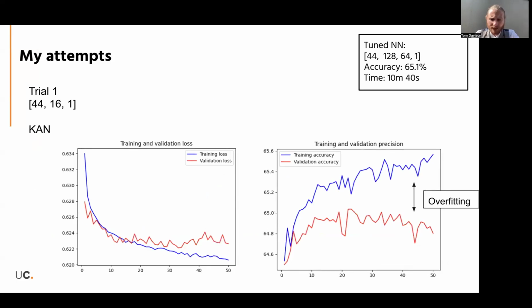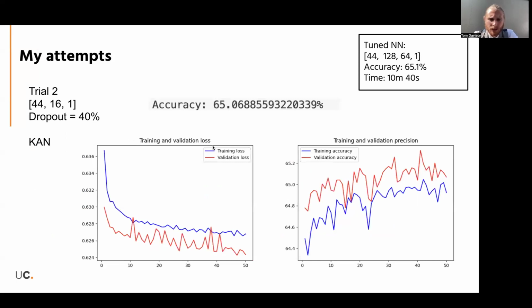Let's try the same with a CAN. You see again massive overfitting. We're going to add some dropout in there as well. And we see we're back up to 65%. So same architecture here with one layer with 16 nodes, and we're back up to 65%.